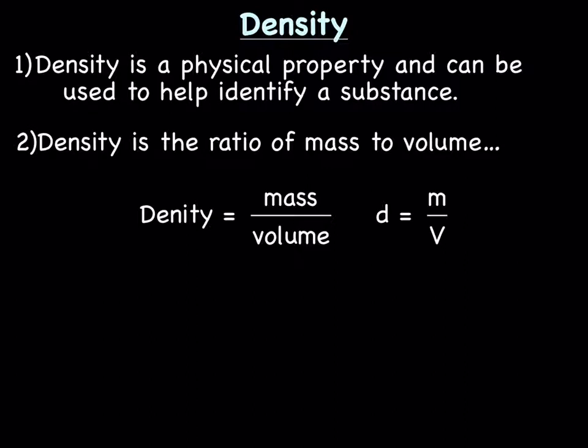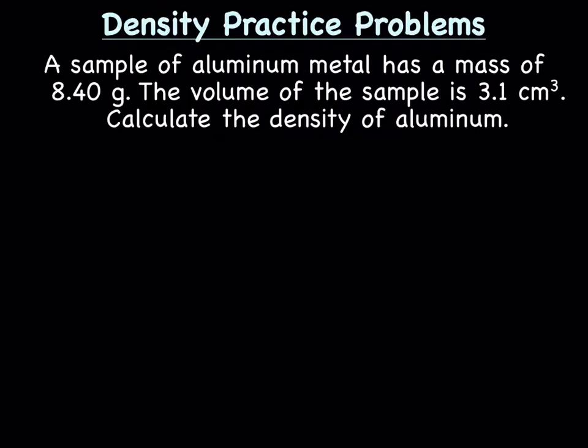All right, so that's the majority of the lecture. Now we're going to try calculating some density. All right, let's try a couple density practice problems. So we have a sample of aluminum metal that has a mass of 8.4 grams, and the volume is 3.1 centimeters cubed. Calculate the density of aluminum.